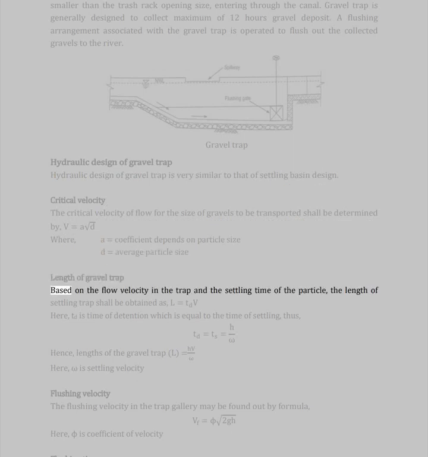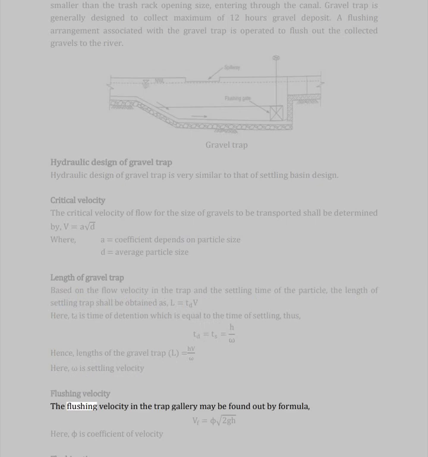The length of the gravel trap is based on the flow velocity in the trap and the settling time of the particle. The length of the settling trap shall be obtained as L equals Tv. Here, Td is the time of detention, which is equal to the time of settling, thus T equals H over omega. Hence, the length of the gravel trap, L, equals Hv over omega, where omega is the settling velocity.